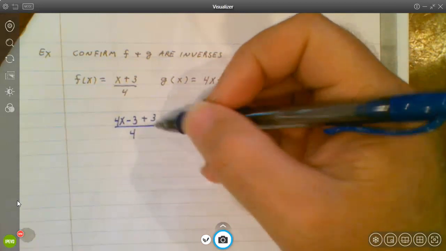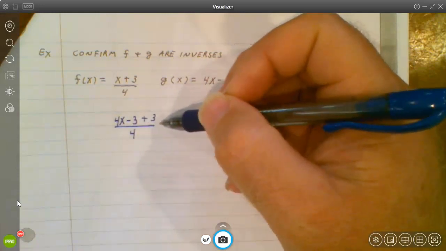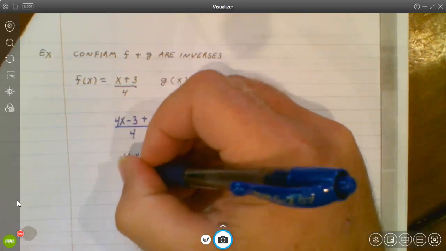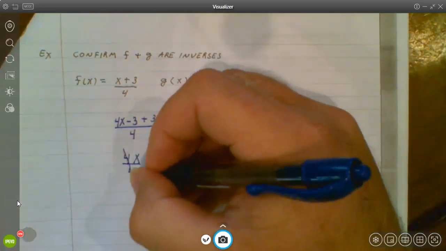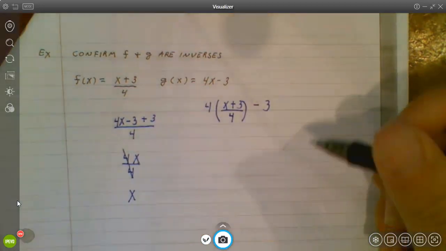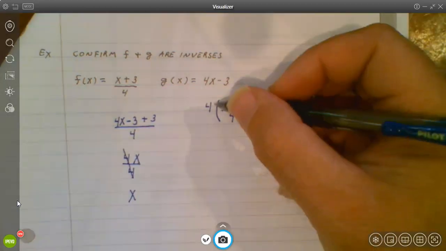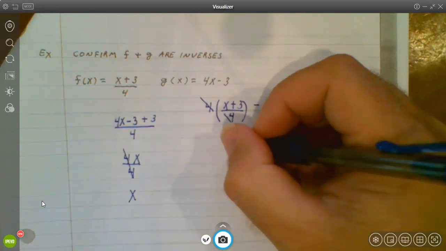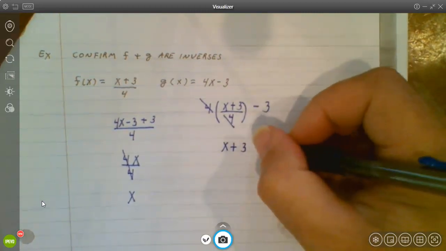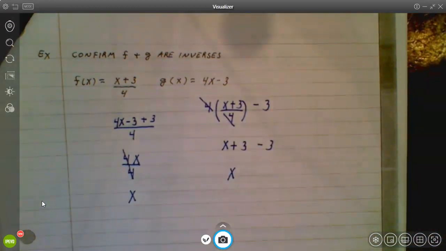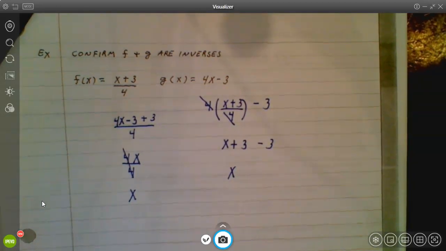So if I were to clean this up, you can see that my negative 3 and my positive 3 would cancel. I'm left with just 4x over 4. I can cut the 4's, and sure enough, I'm left with just x. So definitely worked on that one. Let's look at this one. Right here I can cut the 4's. I would be left with x plus 3 minus 3, which if we simplify is also just x. So we got a winner here. We got x's for both, which means we do have inverse functions.